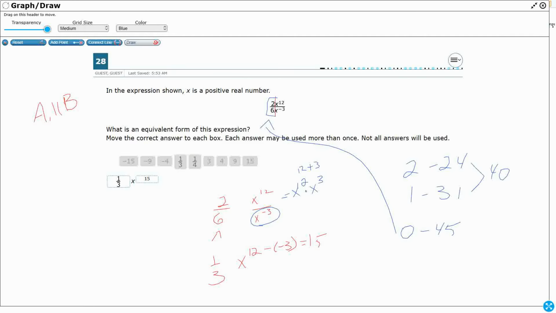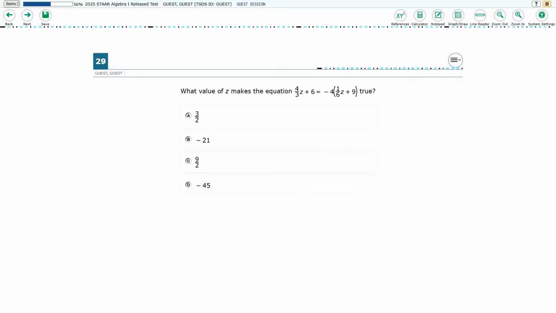I think we can tell our students, guys, let's just look for our constants, our coefficients. Because you could have gotten half credit if you could have just gotten the 2 over 6 becomes 1/3. This was the 7th hardest item on the entire test. Definitely needs more work. Next, we're looking at linear equations and the distributive property.